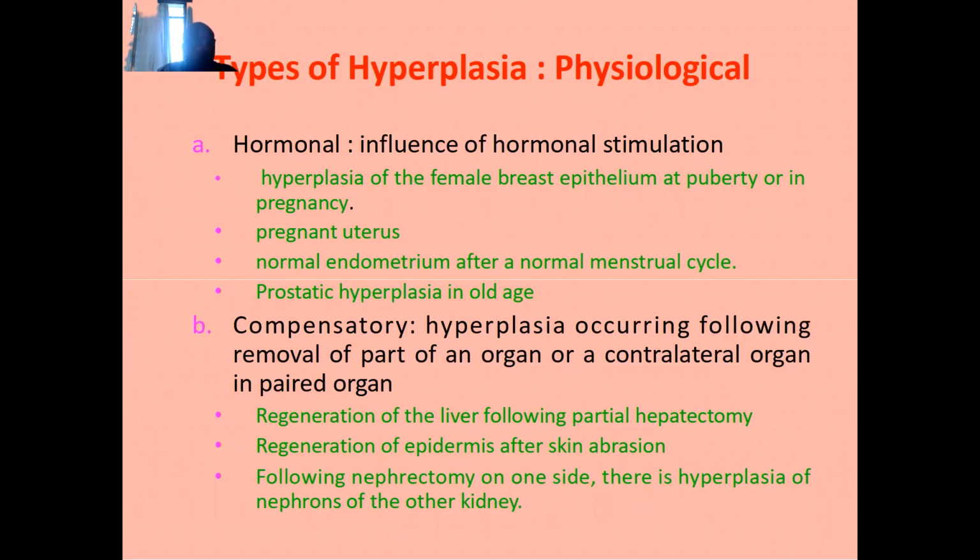Now, in the normal endometrium after normal menstruation, during the menses, the endometrium also increases. So there is a hyperplasia of the cells of the endometrium for the purpose of preparation for implantation in case an embryo is formed. Then the uterus is ready to do what? To prepare for implantation. Now, the other one is prostatic hyperplasia in old age. That is for men.